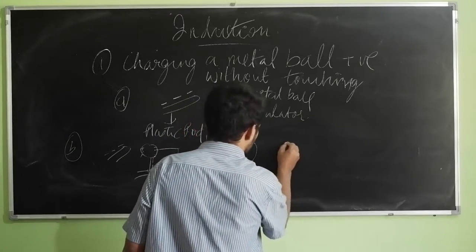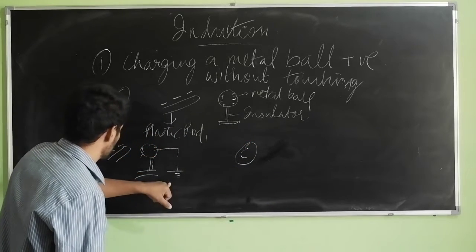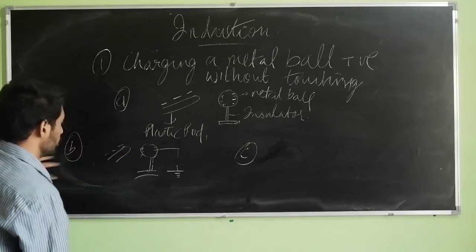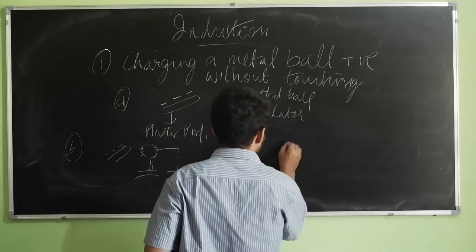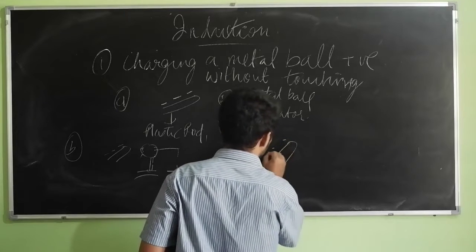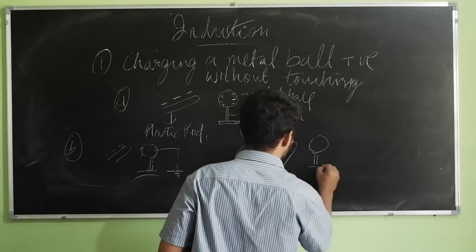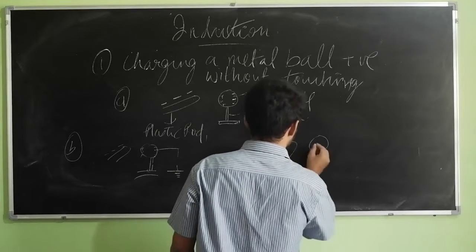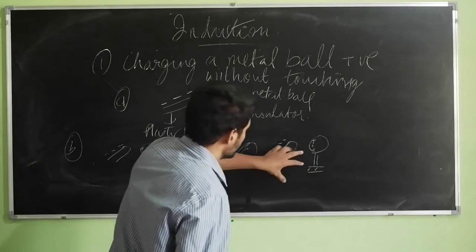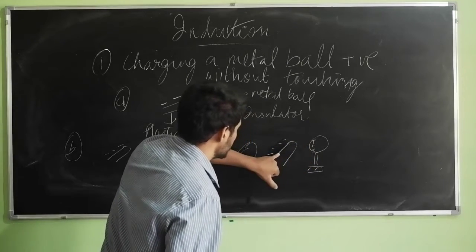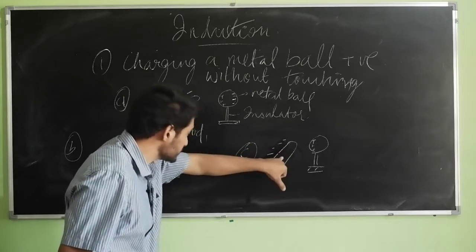Now the excess electrons will flow, and we'll remove the negative charge in two steps. Firstly, we have the negative plastic rod here, then the metal ball, then the insulator. The electrons flow down. Still, we have the positive charges attracted to the negative plastic rod.